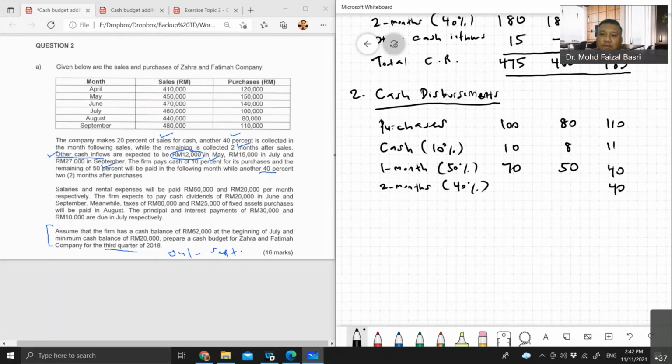The rest you have to do backwards. Similarly, in the middle is August, so 2 months before August would be June. Remember, we are doing purchases, so look at the purchases values. June's purchases was 140,000. So what is 40% of 140,000? If not sure, use a calculator like I'm doing now. So 56,000. And for July, 2 months before July would be May. May is 150,000 times 40%, which is 60,000.